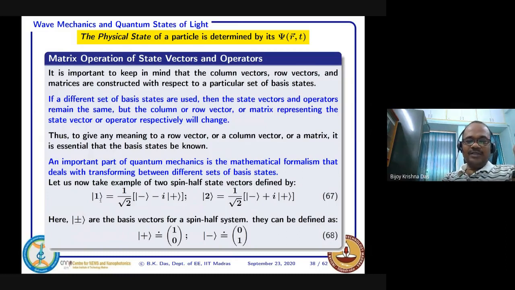And we will be calling that a vector representation in a vector space, and in that vector space the basis vectors are basically spin.